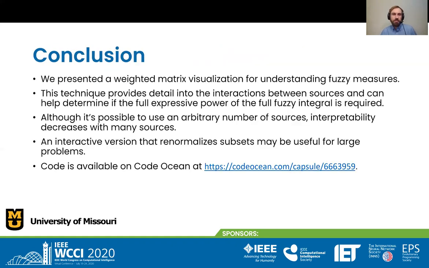That's the conclusion that I have. So this is a visualization idea that is an interesting way of looking at fuzzy measures in general. It might help understand what's going on between elements, how they interact. It can help you decide if you really need the full power of using a fuzzy integral or if you can use a simpler operator like an ordered weighted average. It does extend to an arbitrary number of sources, but the interpretability starts to fall off. So it might be possible to utilize an interactive version going forward in the future.